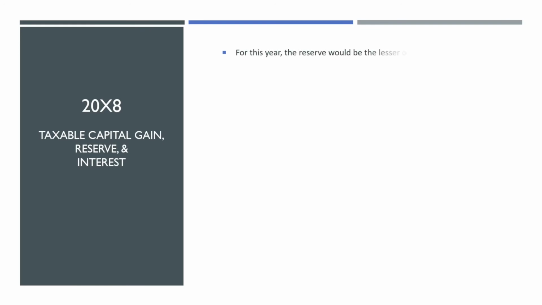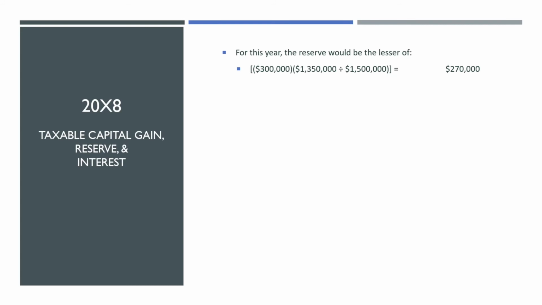And in 20x8, we're going to have a taxable capital gain, a reserve, and interest. So for this year, the reserve would now be the lesser of. You'll see a similar calculation where we take 300,000, multiply it by the proceeds not yet due, because remember the 1.35 million isn't due until the first of 20x9. And then we divide that by the total proceeds of $1.5 million. So we get 270,000 again.